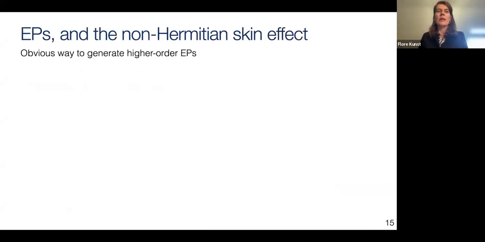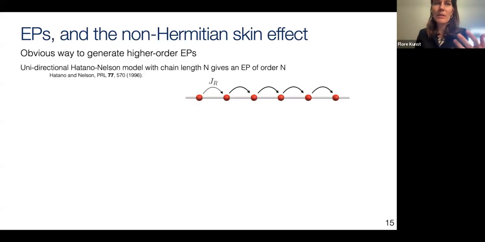Okay, so now we found some examples, and I showed you an example without giving you any matrix details, that you can find such high order EPs. But actually it's really tricky to find good examples already for EP3s, let alone EP4s, let alone larger order EPs. Now, one obvious way, however, to generate such higher order EPs is to take a unidirectional Hatano-Nelson model with chain length n. Okay, so what does that mean?